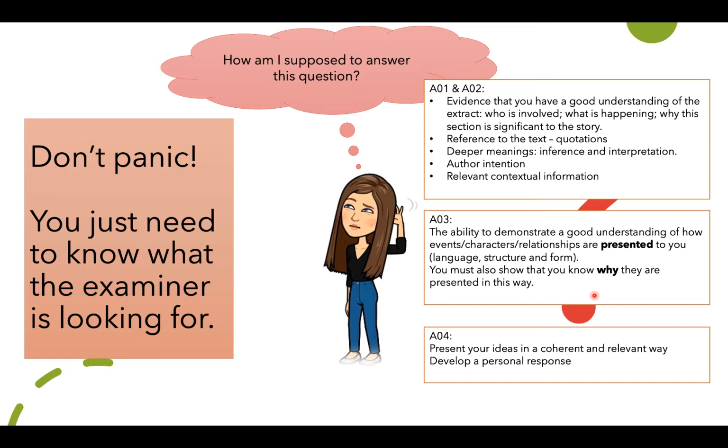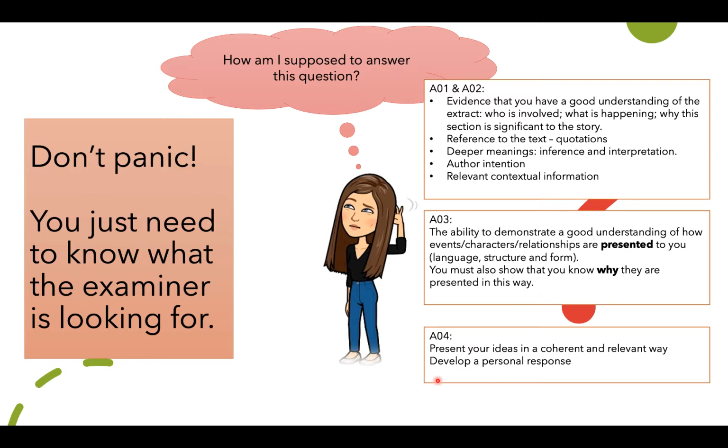And this is where you can comment on language, structure and form. So do make sure that you're able to talk about the many different elements of a novel. You must also show that you know why it's presented in this way. And this does link back to the author intention up here. What is the author trying to show you? How do they want you to feel? What do they want you to understand?